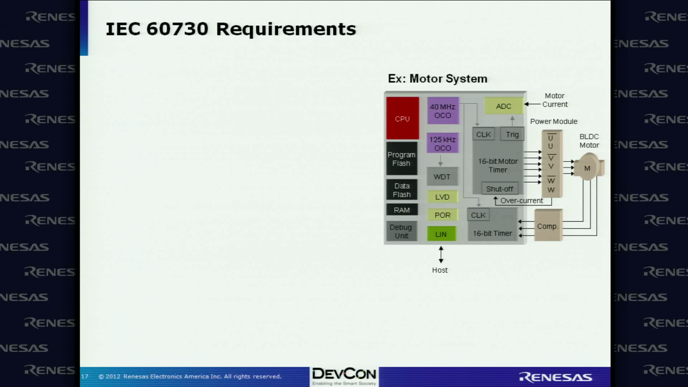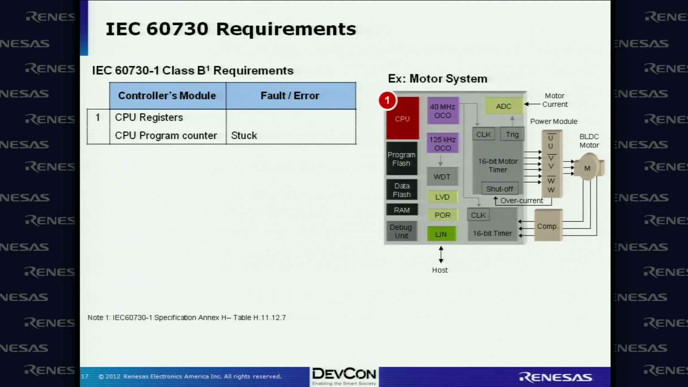Okay, so let's talk about 60730 again as an example, and I'm not going to go into details about the specifications. I'm not the IEC or the UL spec expert. This is more to illustrate what some of the functions within the microcontroller are that can be utilized for this. So here I have a block diagram, a motor system. It could be anything else. You see there are a lot of blocks within the MCU that are utilized in this particular example.